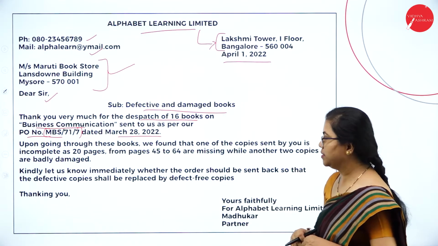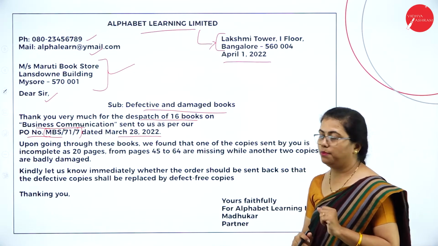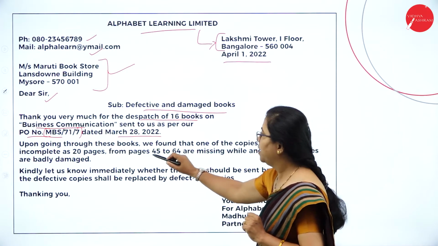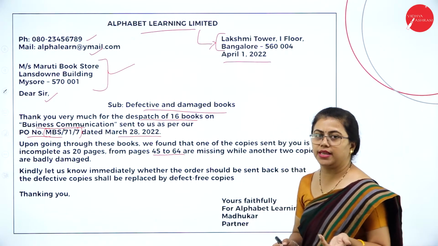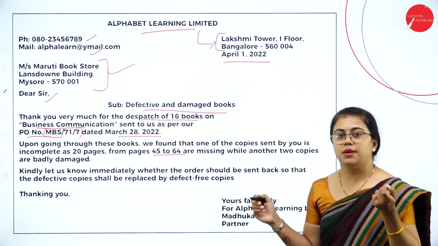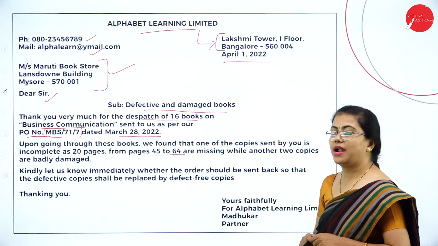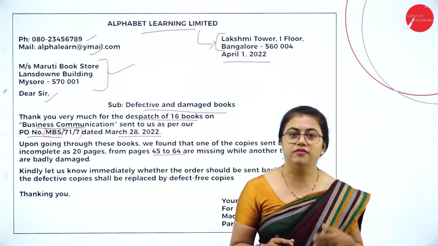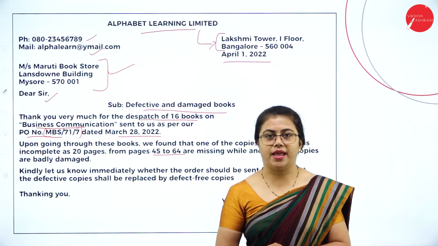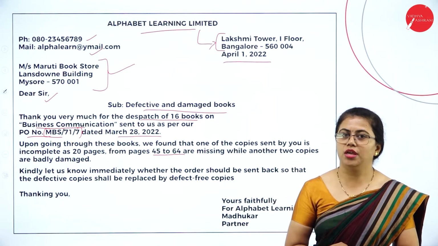Upon going through these books, we found that one of the copies sent by you is incomplete, as 20 pages, that is from pages 45 to 64, are missing. Okay. So here one is incomplete. That means there are some pages which are missing and another 2 copies are badly damaged. So there is defective as well as damaged supply of goods. Okay. So these are the mistakes done by Maruti Bookstore.